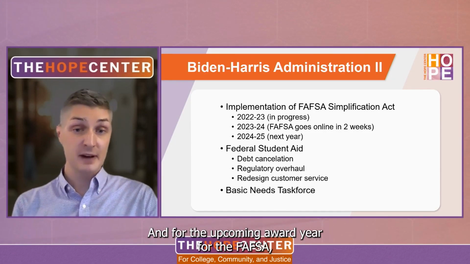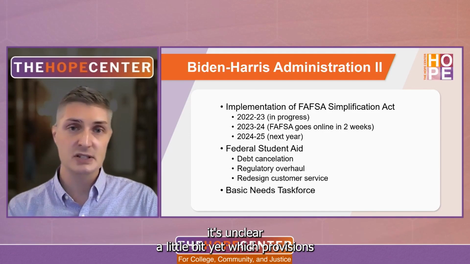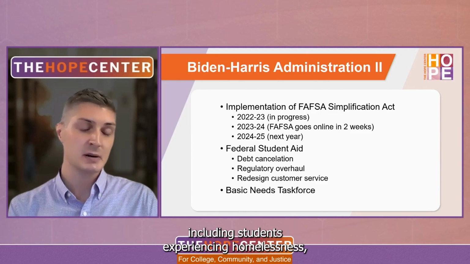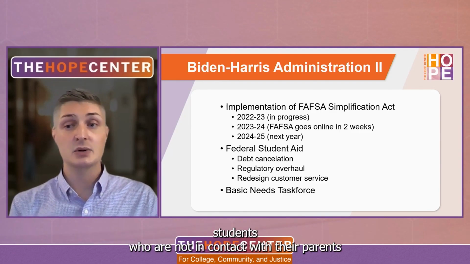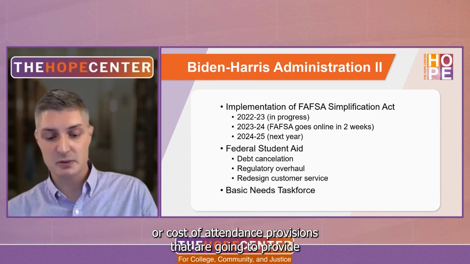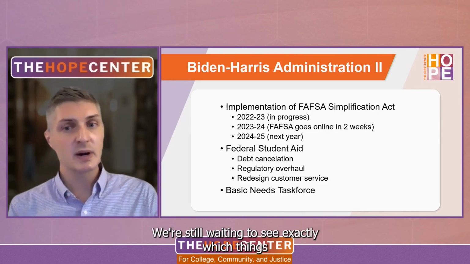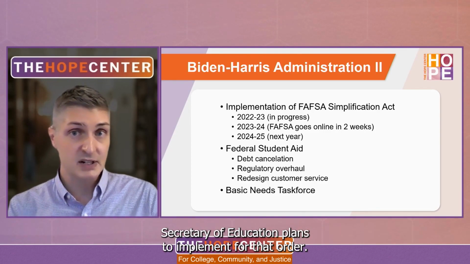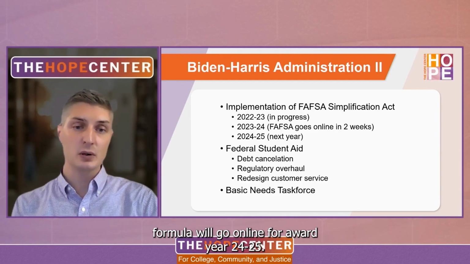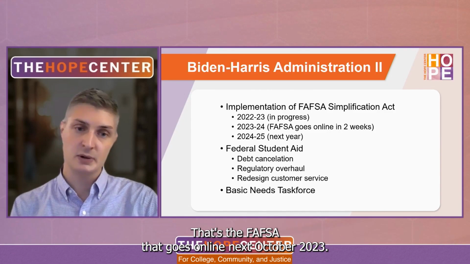And for the upcoming award year for the FAFSA, which will be going online on October 1st, it's unclear yet which provisions the Department of Education will be implementing on FAFSA that also might help significant populations of students, including students experiencing homelessness, students who are not in contact with their parents or estranged from their parents who can't provide their parental income, or cost of attendance provisions that are going to provide significant transparency around non-tuition college costs. We're still waiting to see exactly which things the Secretary of Education plans to implement for that award year. And then major overhauls to the federal financial aid formula will go online for award year 24-25. That's the FAFSA that goes online next October 2023.